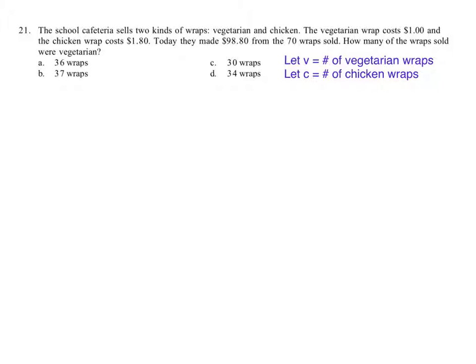And now let's write the equations for them. Well, we know that they sold 70 wraps, so one thing that you can just start straight away by doing is saying the number of vegetarian wraps plus the number of chicken wraps needs to equal 70. That's how many they sold. And then what's the next equation?